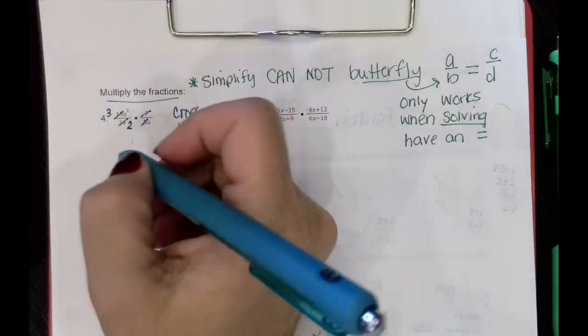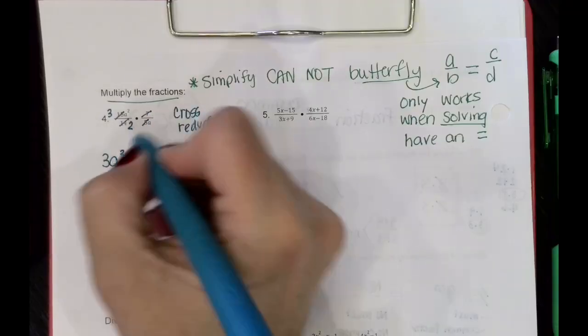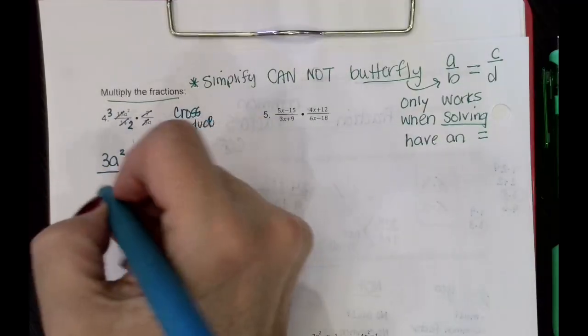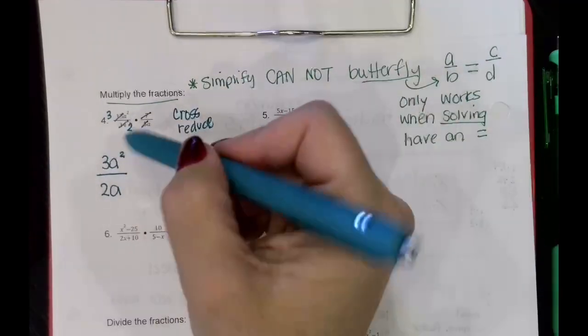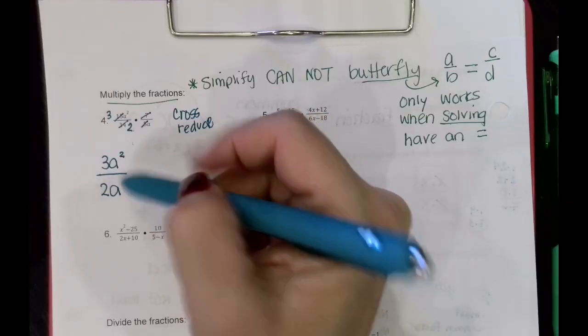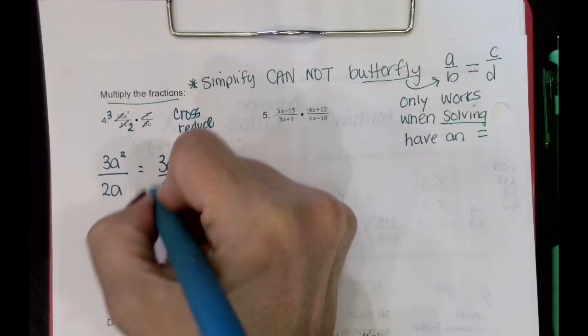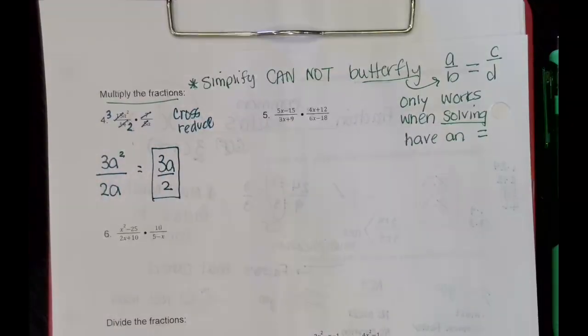All right, so let me rewrite this. I'm going to just look at my numbers. So I have 3a squared times 1 over 2a. 2 times a is 2a. So you see I have a's on the top and a's in the bottom, so I can keep going, and I would have 3a over 2. And that would be my final answer.